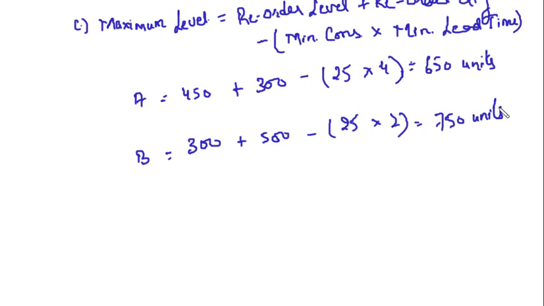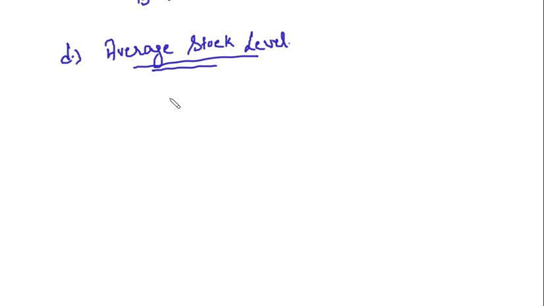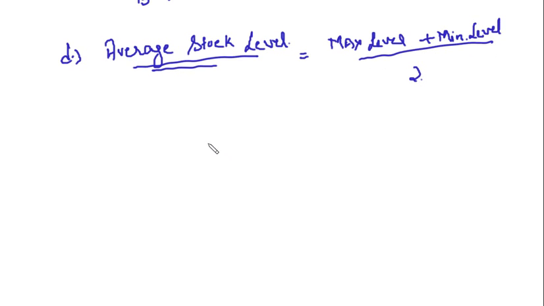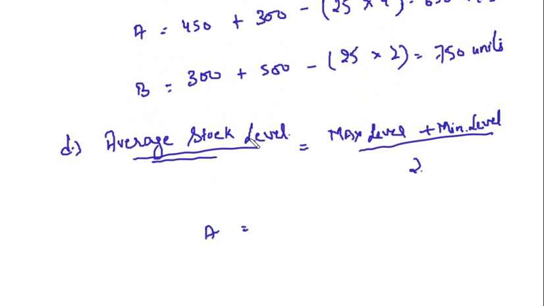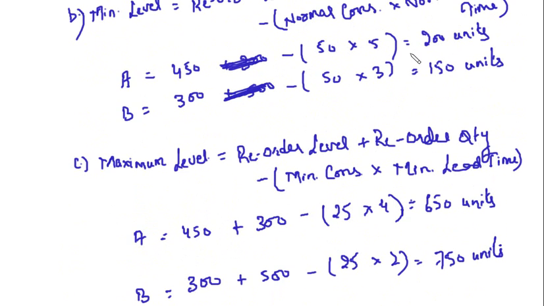Now, what did they ask us next? Average level. That's it, right, average stock level. Next is average stock level. Now what is average stock level? Average stock level is equal to maximum level plus minimum level, divided by 2. For A, what is the maximum level? 650 units. What is the minimum level? 200 units.